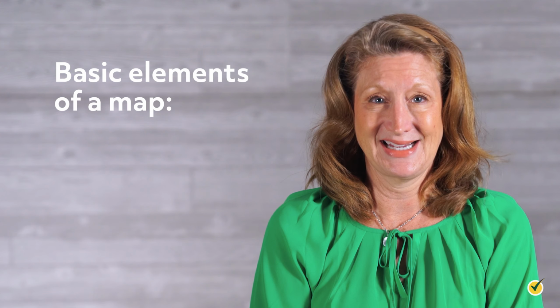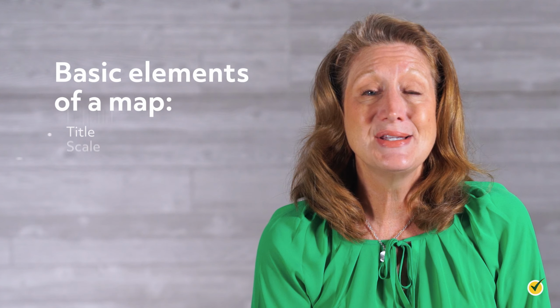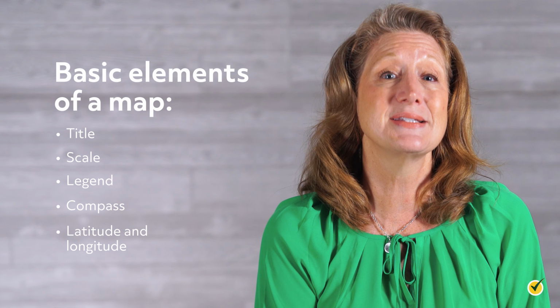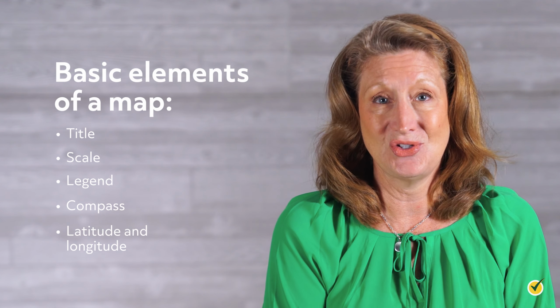Although they may seem complicated at first glance, any map worth using can be broken down into 5 basic elements: title, scale, legend, compass, and latitude and longitude. Today, we're going to be taking a closer look at these 5 basics of modern mapmaking so you can accurately use any standard map that you might come across, be it paper or electronic, or even in a foreign language. Let's get started.